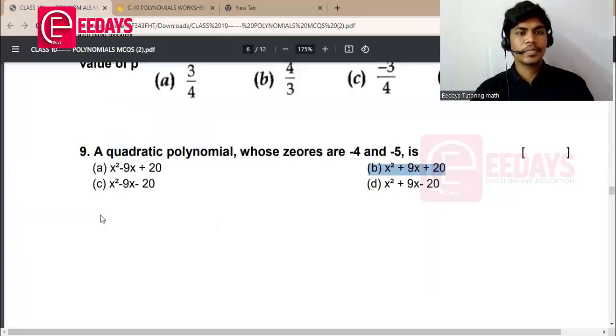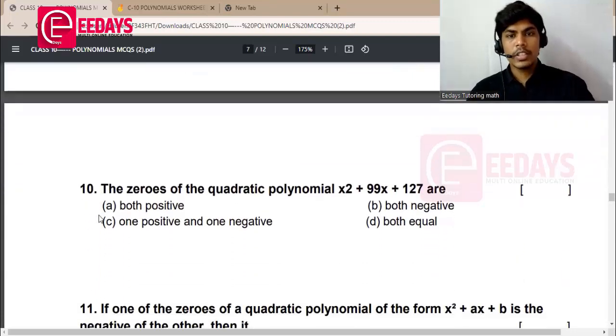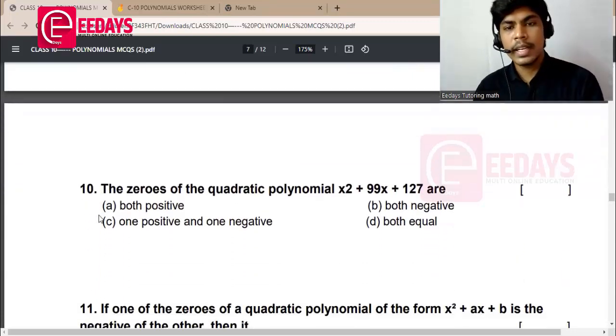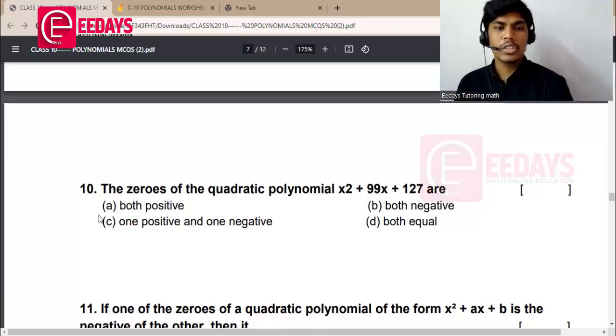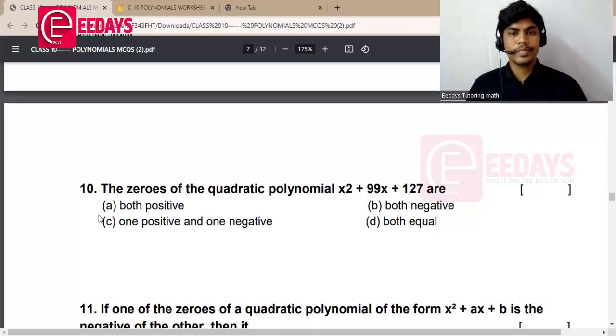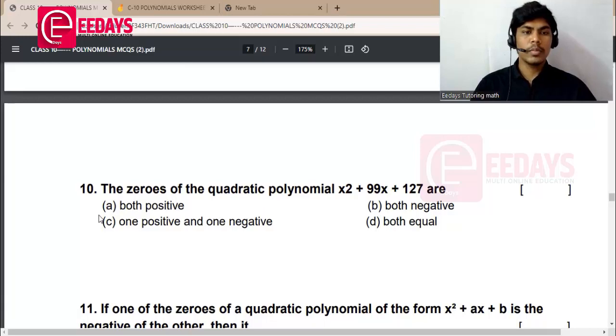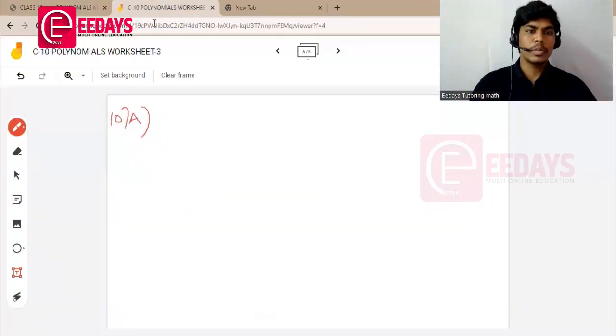Now the 10th question. The zeros of the quadratic polynomial x square plus 99x plus 127 is. This question also repeated. How to find the zeros of a polynomial? Observe here, the zeros of a quadratic polynomial. If you take minus b by a and c by a, we are getting both as positive numbers. Option A is the correct answer. The 10th one is option A.